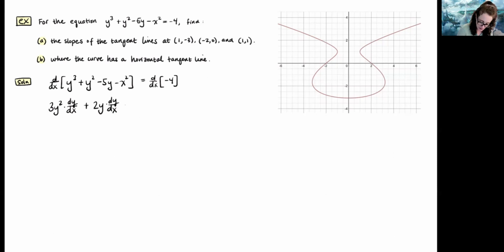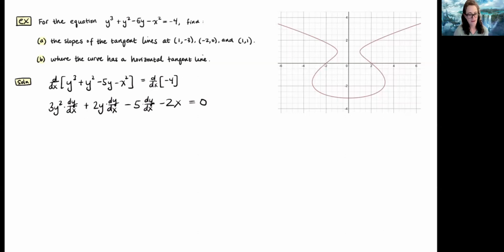Then we subtract the derivative of 5y. That's 5. Then we have to multiply this term as well by dy dx because we differentiate a term with a y. So let's just keep track. We did this one, this one, this one. Now we need -x squared, so that's -2x. Then that's equal to the derivative of -4, and that's 0. Don't forget to differentiate the right-hand side as well.